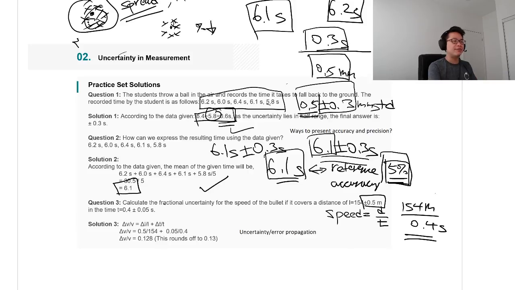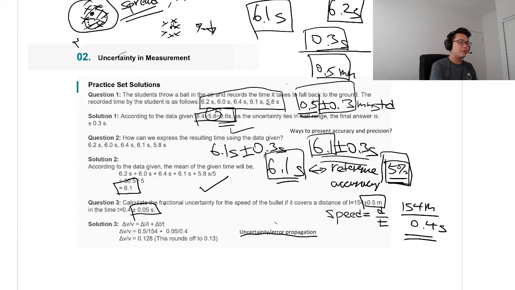The uncertainty of the measurement in distance will be 0.5 meters, and the uncertainty of the measurement in time will be 0.05 seconds. Okay, so those uncertainties will combine with each other and propagate through to the result. So that's why we have to do an uncertainty or error propagation calculation to find the corresponding uncertainty in the final answer.